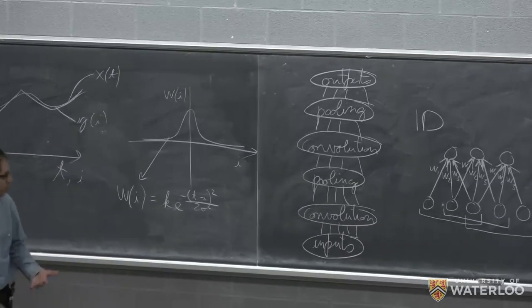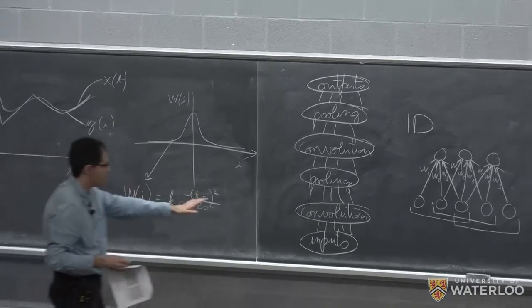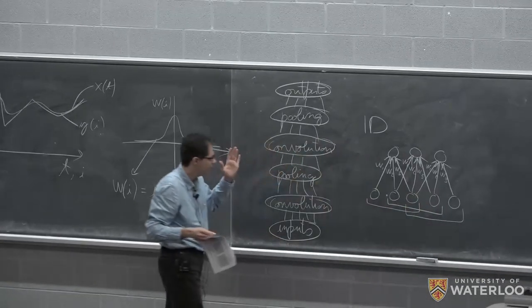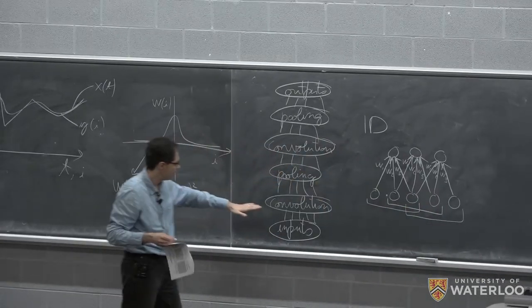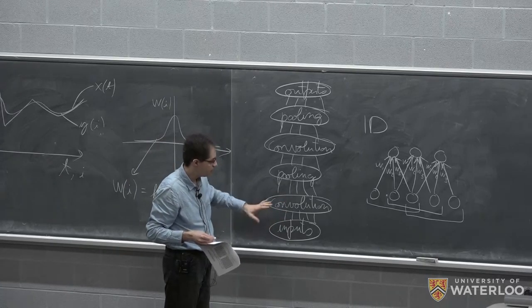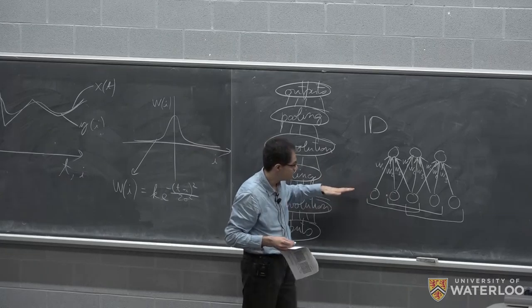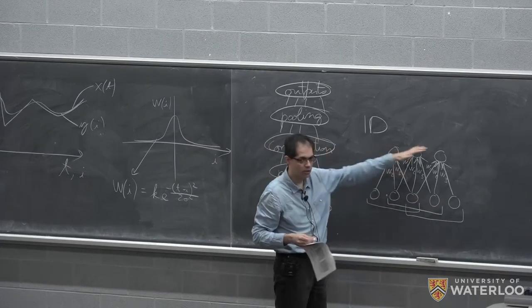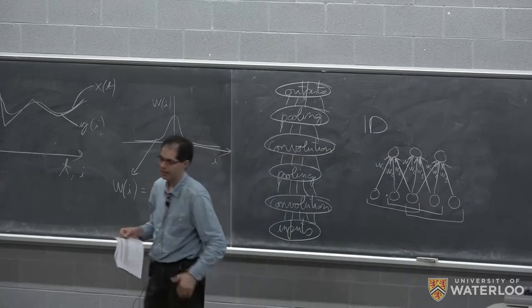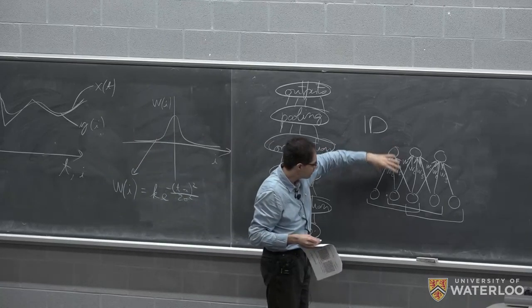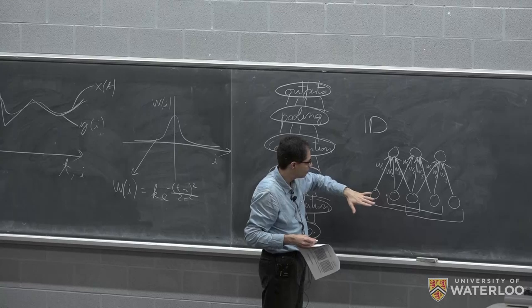Okay, the benefit of doing this is that now you can see that we have a much sparser representation, so we have fewer connections than if it was fully connected. If this was fully connected, we would have essentially a number of connections that would be the number of inputs times the number of outputs. Now instead, you see we only have a fixed number of connections per output.